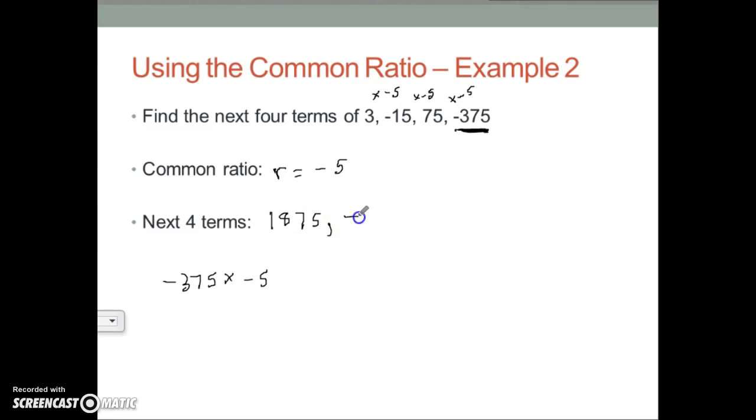And we end up with -9,375. Multiplying that term by our common ratio of -5, you end up with a positive 46,875. And to find the last term, again, multiplying by our -5 for our common ratio, you end up with -234,375.